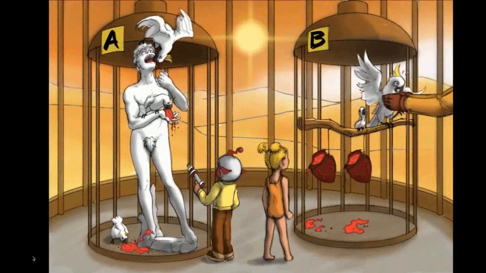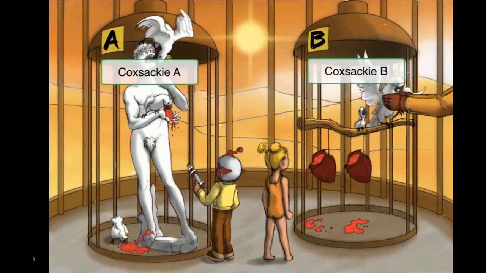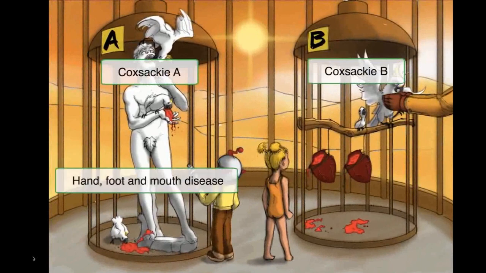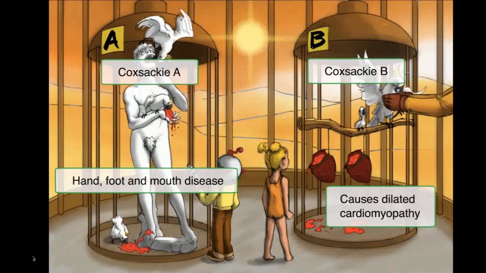So to recap, we have two bird cages, A and B, for Coxsackie A and B. Cage A on the left, illustrating hand, foot, and mouth disease, and cage B on the right, illustrating dilated cardiomyopathy and devil's grip. Don't worry about the treatment, it's just supportive. So you'll be expected to know more about the general characteristics and clinical presentation. So that's all for Coxsackie virus. Let's continue on to the rest of our picornaviruses.